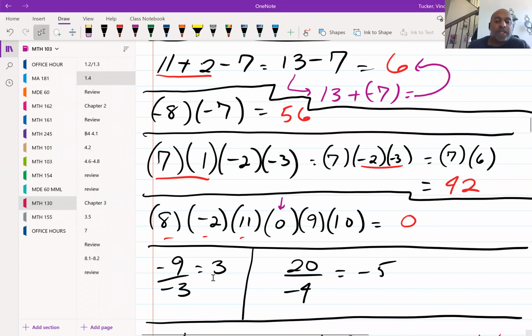All right, next one, -9 divided by -3. Negative divided by negative is positive, so it's a positive 3. Remember, that has nothing to do with what's greater or anything like that when it comes to division and multiplication. It's just all about same signs or different signs. 20 divided by -4 would be -5.